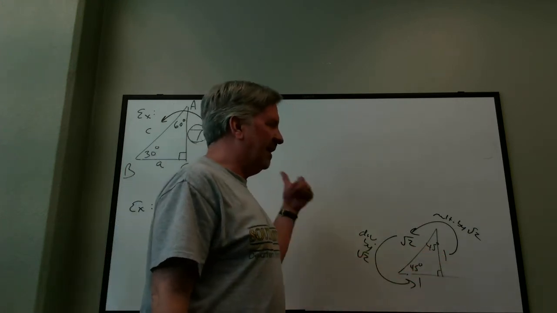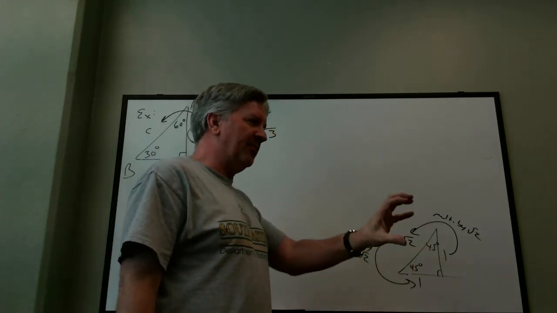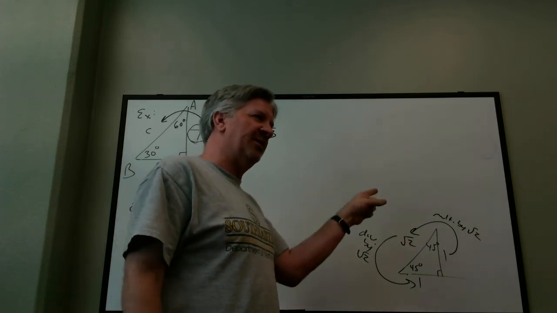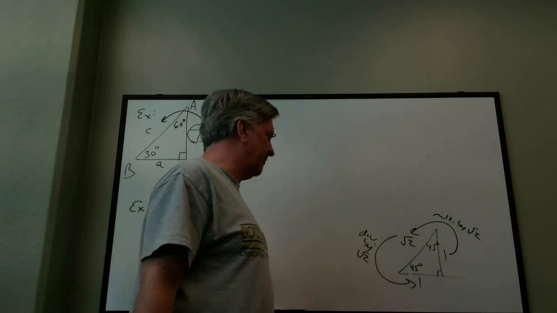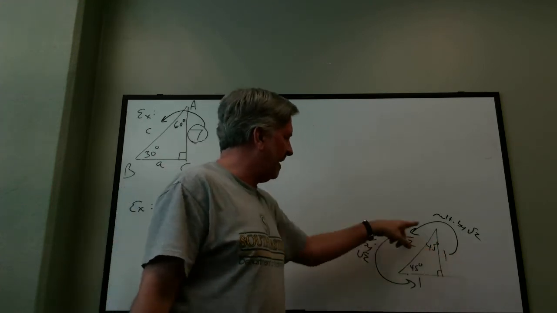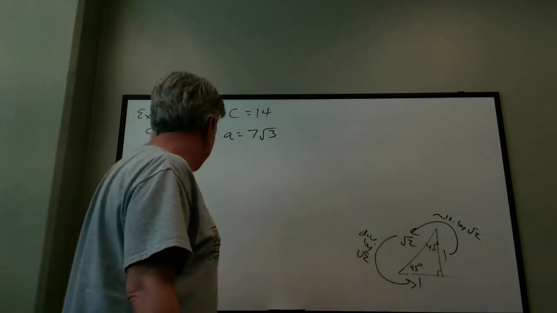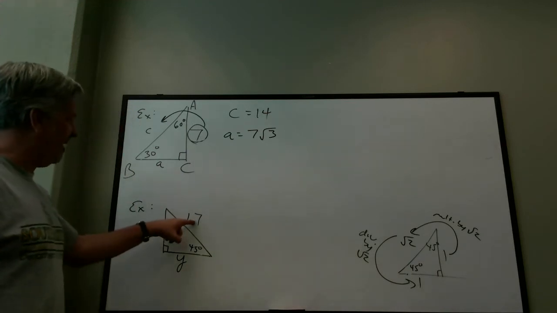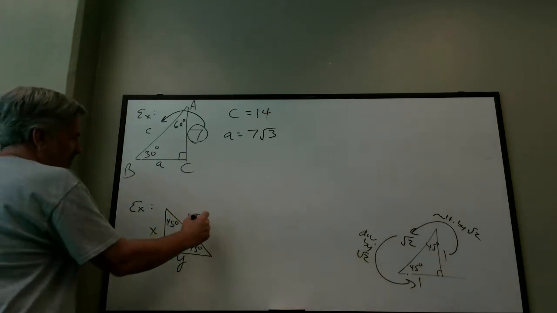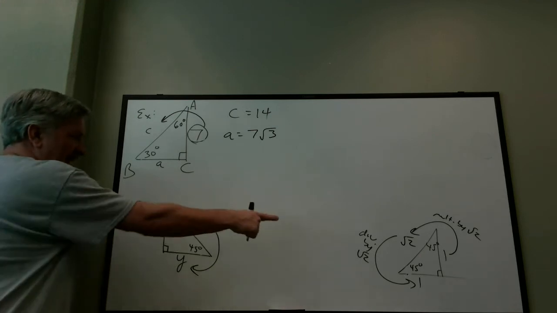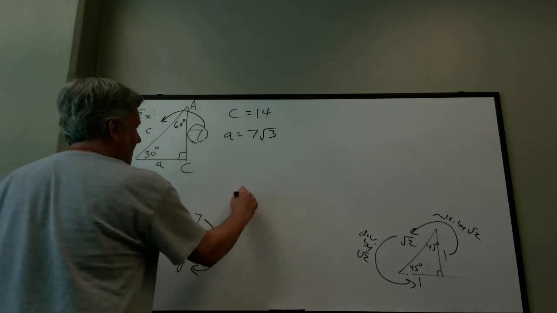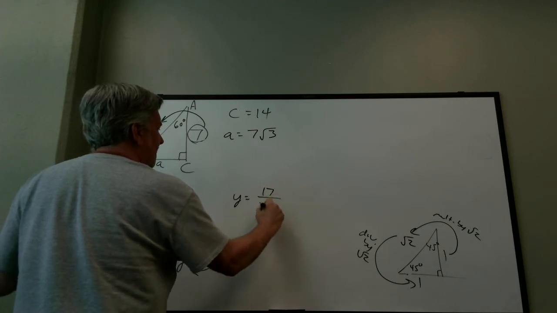So as opposed to 30, 60, 90, where I went from the short side to the other two sides or vice versa, here I don't have to go from there to there because I know they're the same. It's either going from a leg to hypotenuse or hypotenuse to a leg. Well, what do we have here? Here we have the hypotenuse. I want to go from the hypotenuse to a leg. So you divide by the square root of 2. So y here is 17 divided by square root of 2.